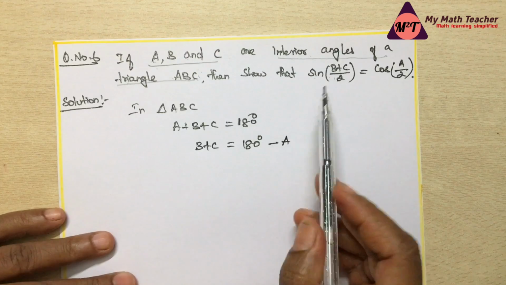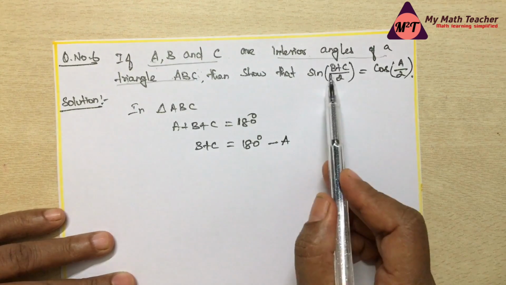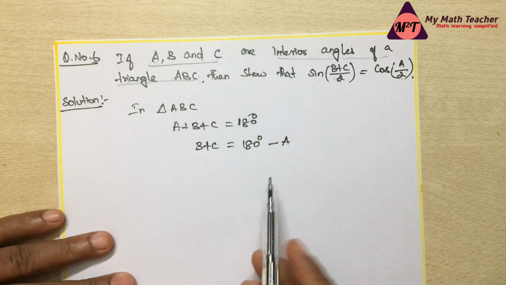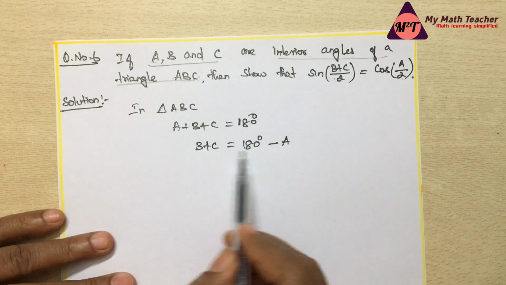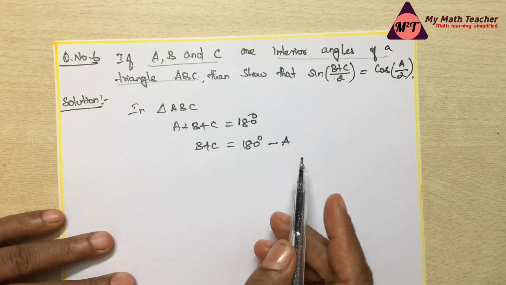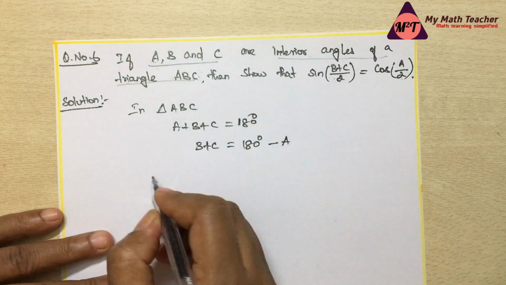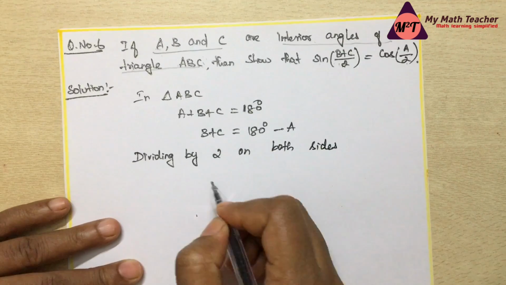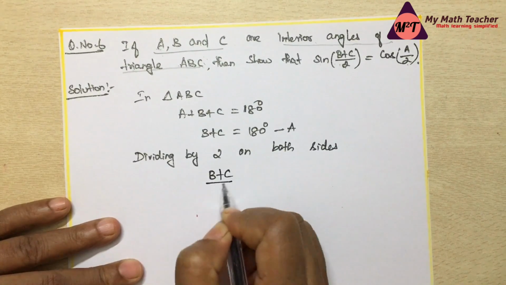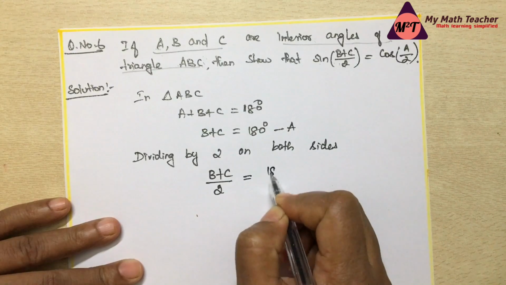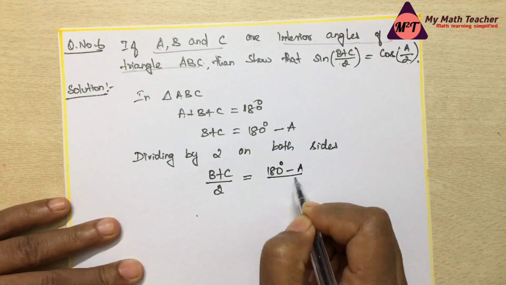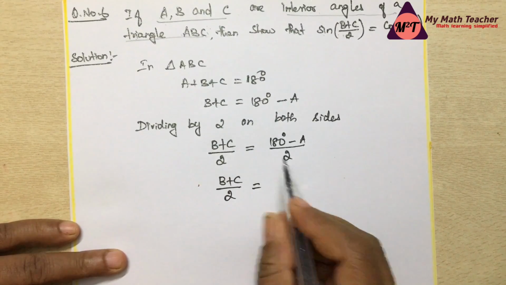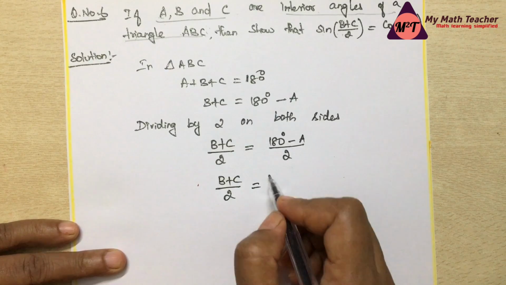The next step. As you can see, (B plus C) divided by 2 is given, whereas the same is present on the right side as well. So what we can do is divide this equation by 2 on both sides to get this format. We will get (B plus C) divided by 2, which is equal to (180 degrees minus A) by 2.